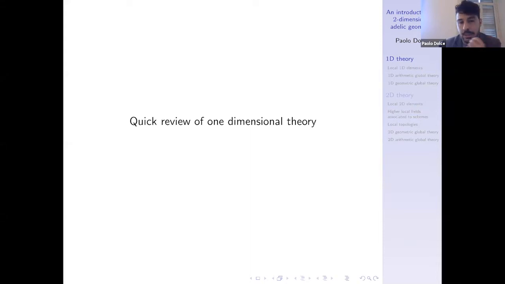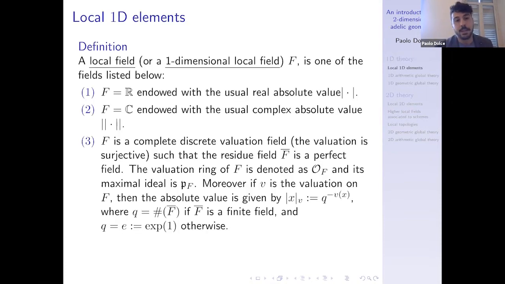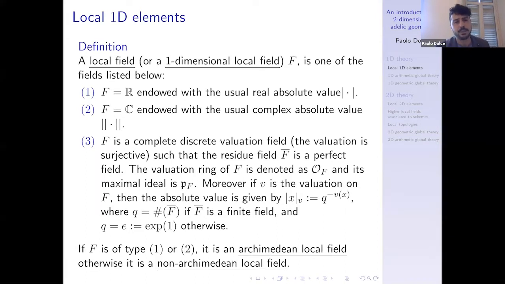Okay, now let's start with a quick review of one-dimensional theory. And so this is already known, but what is done in the one-dimensional theory will guide us throughout the construction of two-dimensional objects. So local elements are just local fields. So just to fix the notations, a local field can be R or C. In these cases, we have Archimedean local fields. And of course, we have an absolute value that induces a topology. The third case is the non-Archimedean local field.